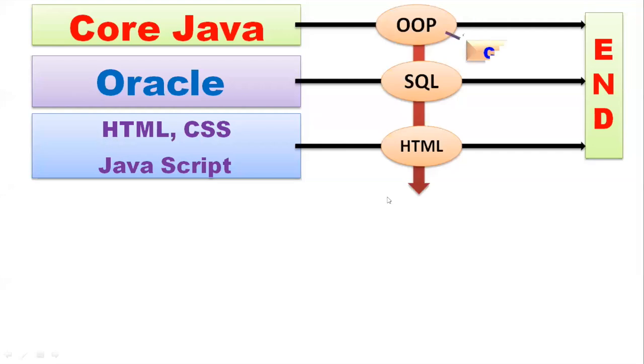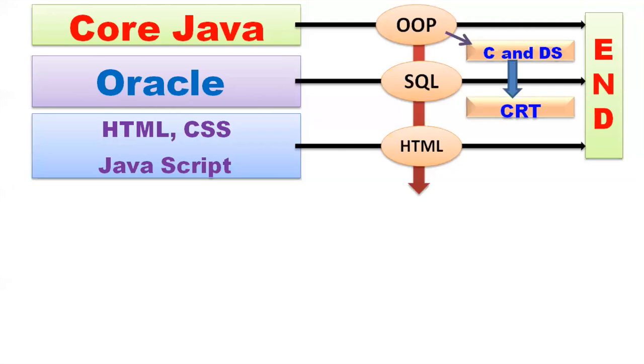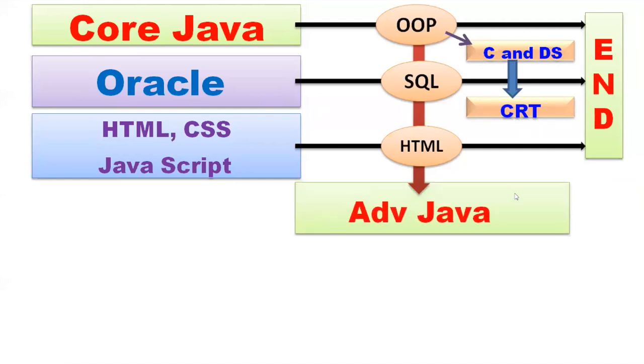Then you have to plan for what? C and DS or CRT. If you are feeling that you are unable to build the logic, feeling some difficulty in understanding logics, then join C and DS CRT. Else, go directly for advanced Java. So, core Java, Oracle, HTML, you have to start. After OOP, SQL, HTML completed, then go for advanced Java. In advanced Java, what is the first course you are learning? JDBC. First part is what? JDBC.